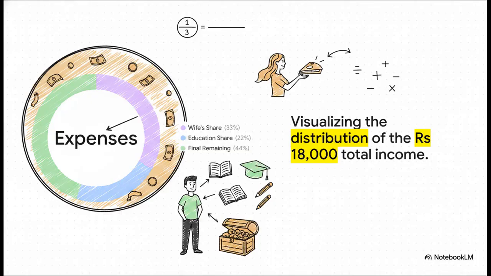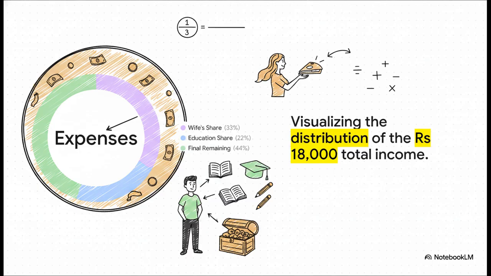Okay, let's visualize this. Think of that 18,000 rupees as a giant, delicious donut. Step 1, we take out the wife's 1/3 share of that total. 1/3 of 18,000 is 6,000. Right, so that first slice is gone. Now ask yourself, what is actually remaining? Well, 18,000 minus 6,000 leaves us with 12,000 rupees. Step 2, his education expenses are 1/3 of that remaining 12,000. And 1/3 of 12,000 is 4,000 rupees. Boom, that's our second slice taken out.